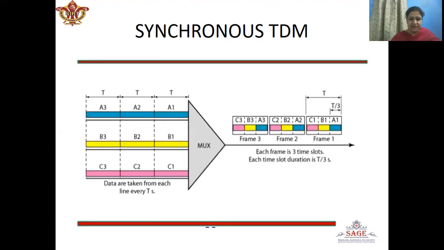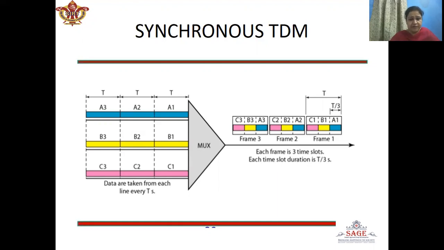Now here we can see that we have four sources, and here we will describe synchronous time division multiplexing. Each signal is divided into three samples, like the first signal is divided into samples A1, A2, A3. Similarly, the second signal is divided into B1, B2, B3, and the third into C1, C2, and C3. Now data is taken from each source every T seconds, where T is the sampling interval.